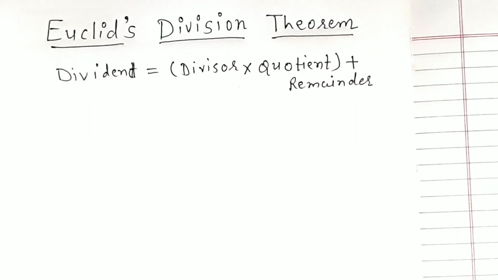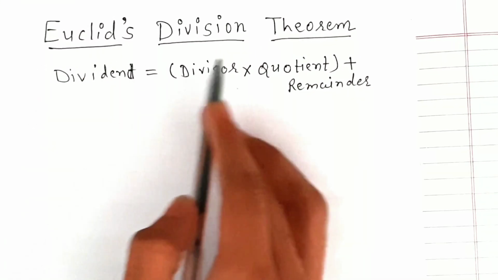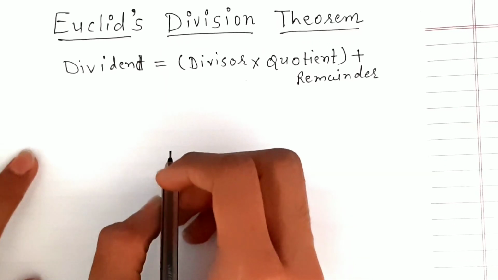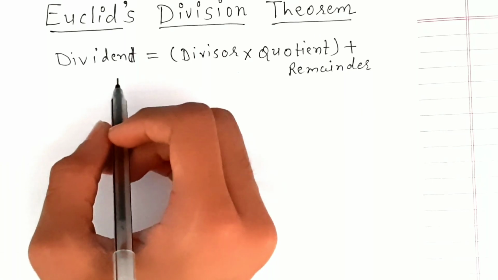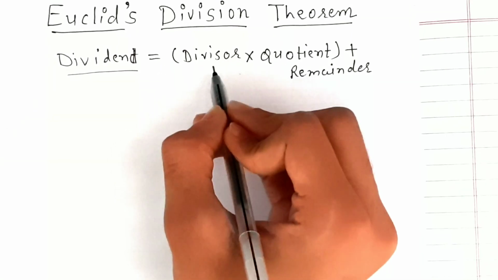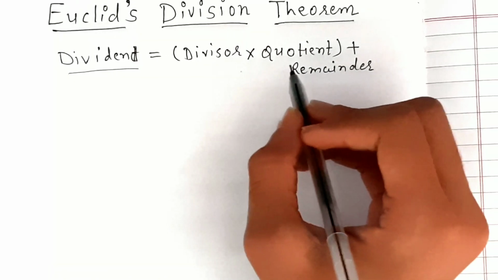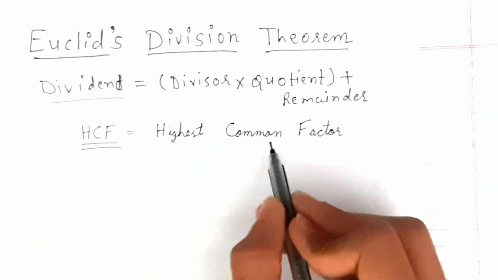Mathematician over here. Today I'm going to show you how to find HCF using Euclid's division theorem or Euclid's division algorithm. Now, what the theorem says is that dividend equals divisor into quotient plus remainder. Now we'll find HCF using this. What is HCF? It's highest common factor.